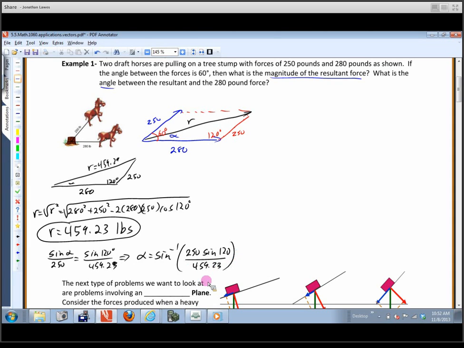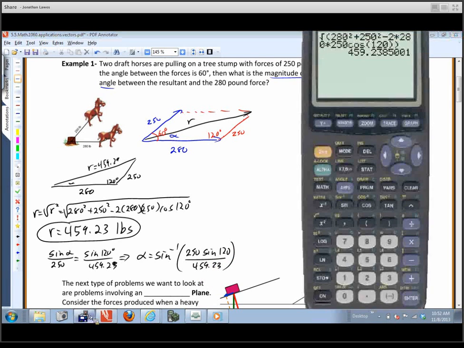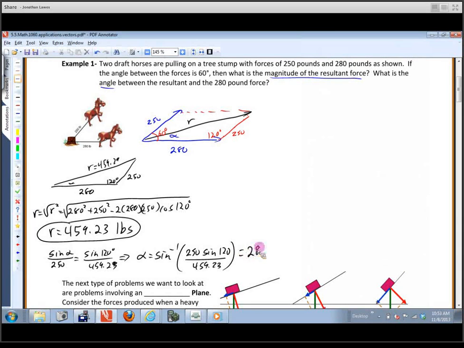And again, I'll have the calculator figure this out for us. So I'm going to do sine inverse, and remember, this is going to give it to us in degrees. So this would be 250 sine 120 divided by that last answer there. So I could type in the 459.23, or I'm just going to grab that last answer, close the parentheses, and it tells me that it's 28.12. So we'll go to the nearest tenth now that we're at a point where we can round. So we've got 28.1 degrees. So there are the two answers to this problem.